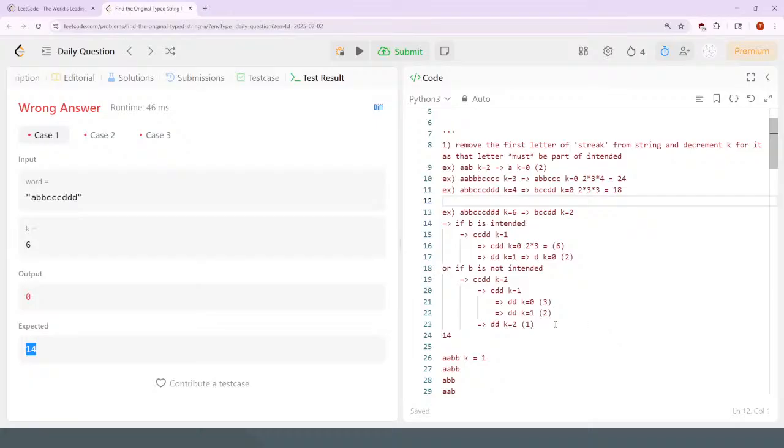So what this boils down to, all right, let me go through one more example just to clarify things in my head. Let's say it's 3 A's, 2 B's, 3 C's, and 2 D's. And k has to be at least 4. Let's say k is 7 here.